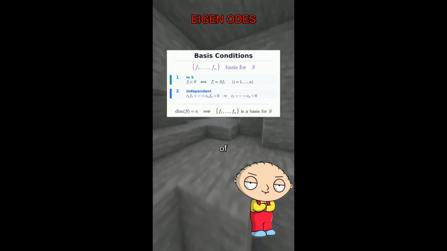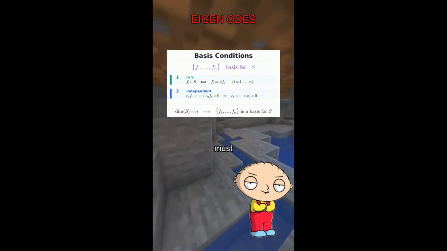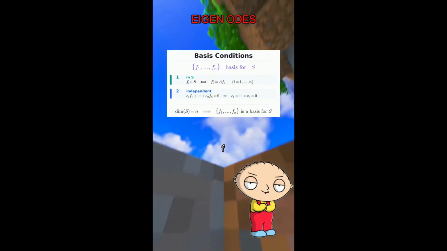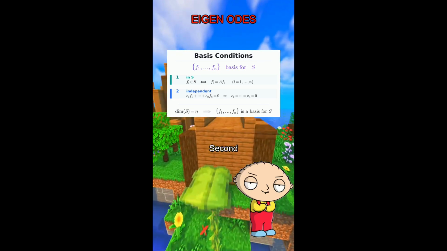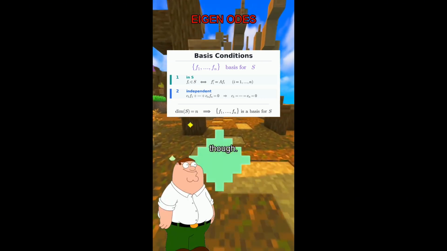Say our basis is composed of n functions, f1 through fn. Recall that by definition of being a basis, these functions must satisfy two conditions. First, each function f must be in S, so it must satisfy f prime equals A times f. Second, all functions must be linearly independent. It still seems like a pretty hard problem, though. How do you do that?